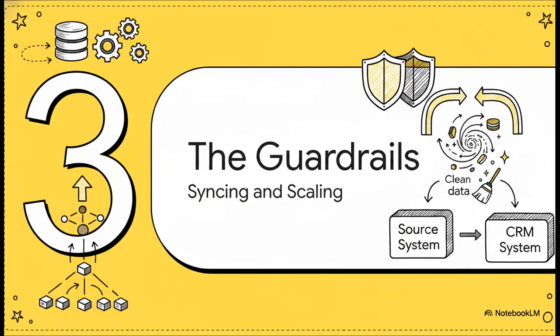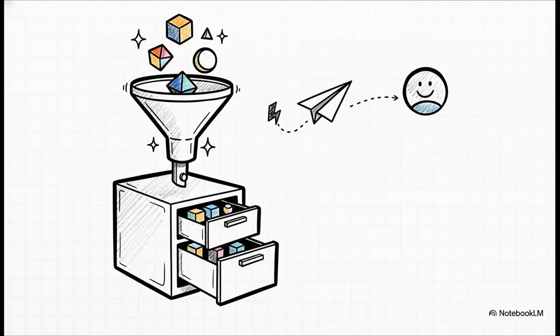All right, Section 3, the guardrails, CRM syncing and scaling. So how does this beautifully enriched data securely make its way back to your system? The workflow uses integration nodes to map this fresh data straight back to custom properties in your CRM, whether you're using HubSpot, Salesforce, Pipedrive, whatever.